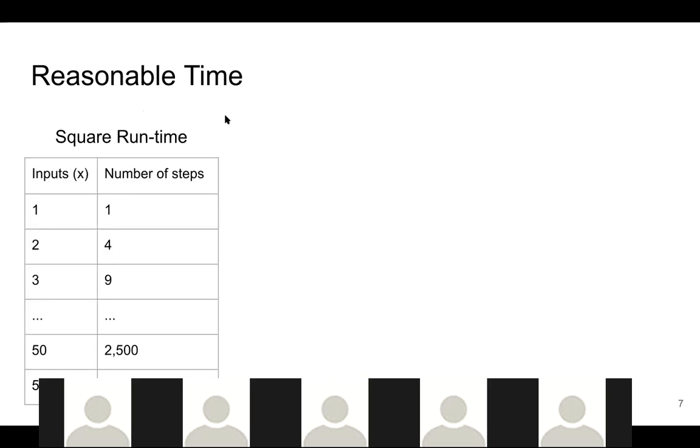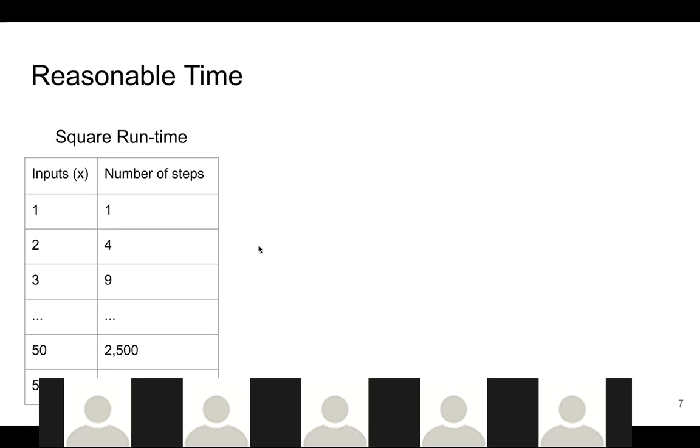Okay, so now we're having more and more of an idea of what we mean by runtime. So here we have a square runtime. Notice that whatever the number of inputs I take, I'll square it and I'll get the number of steps. So 1 squared is 1, 2 squared is 4. If I have 50 inputs, I'll square that, 2,500 steps.